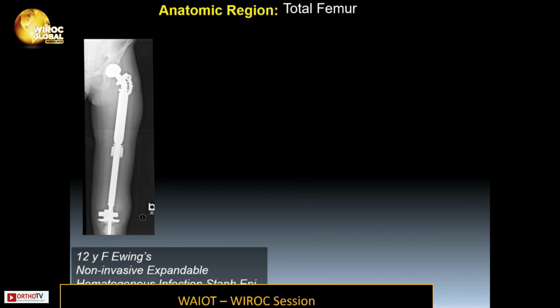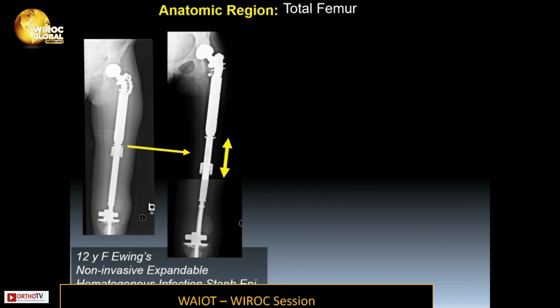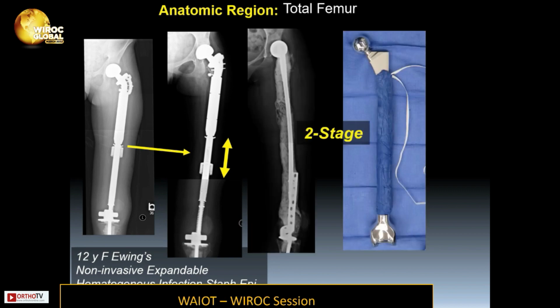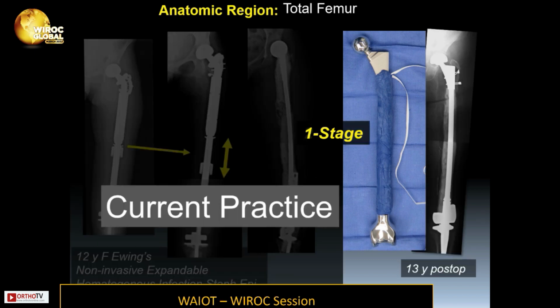Here's a patient with an expandable total femur replacement, expanded and then got infected. This was treated with a 2-stage total femur endoprosthetic construct with antibiotic cement and then reinserted with a permanent implant with antibiotic cement. The current practice is to do this as a 1-stage procedure.